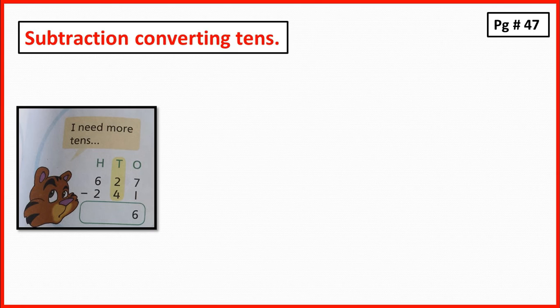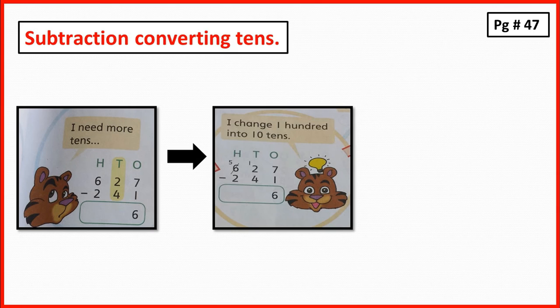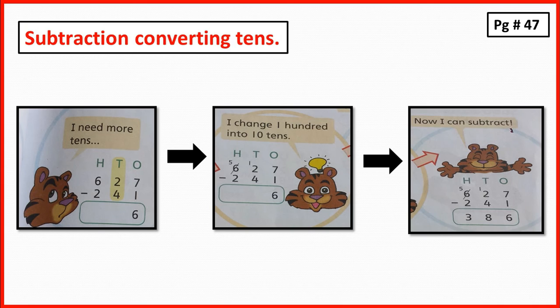So I change 100 into 10 tens. Now there are 12 tens and 5 hundreds are left. Now I can subtract. So when 4 subtracts from 12, the number comes 8. Now come to hundreds. When 2 subtracts from 5, the number comes 3.